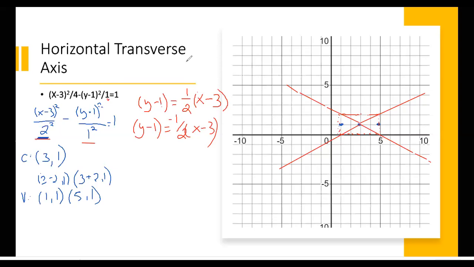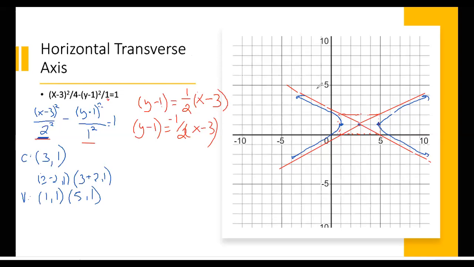Okay, so those are our asymptotes, and now we can go ahead and draw. We found our center, we found our vertices, we drew our asymptotes. So now we can draw a hyperbola, and it's going to go through the vertex and not touch the asymptote. The final thing we need to do is find our foci.